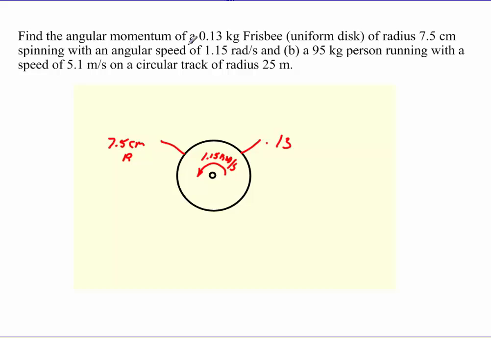Does everybody understand this? This would be really easy, right? Wouldn't you just do L is equal to the moment of inertia times angular velocity? So you just have 1/2 times 0.13 times 0.075 squared times 1.15. Does that make sense? That's it. You're done. That's all it would be.